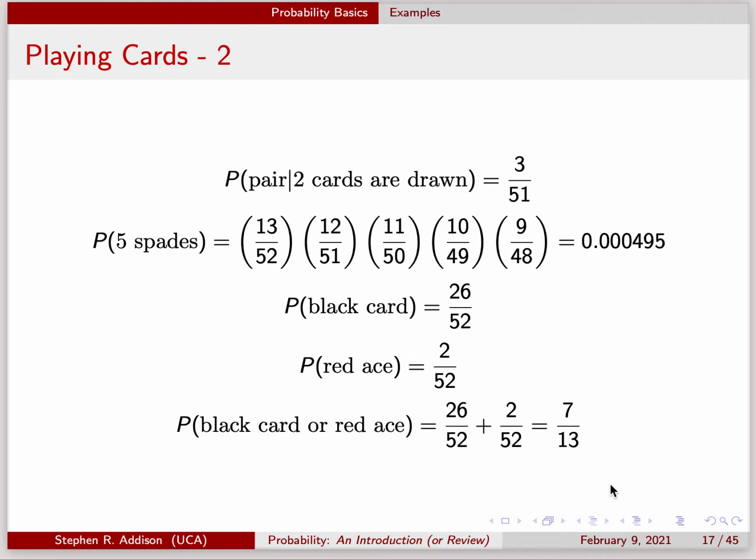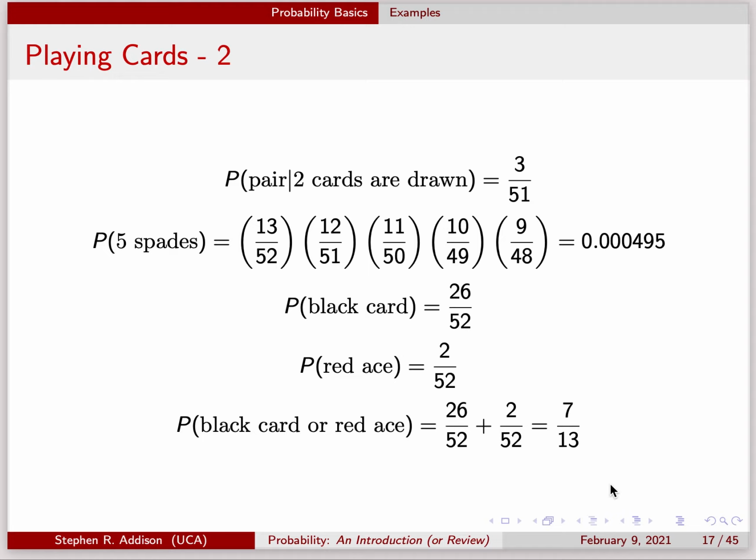Similarly, we can calculate the probability of getting a pair when 2 cards are drawn. It doesn't matter what the first card is. When you take 1 card out, what you need to do is calculate the probability of getting a pair from the rest of the deck. So that means there are 3 cards in the deck that match the one that you drew the first time, and 51 total cards. So the probability of a pair when 2 cards are drawn is 3 in 51.